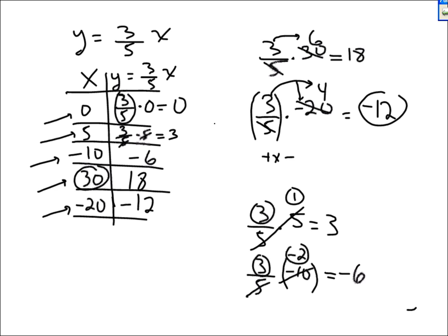Okay. No fractions. None of these numbers are fractions. Why? Because I picked numbers for x that 5 goes into. I picked 5 times 0, 5 times 1, 5 times 2, 5 times 3. I picked numbers on the 5 times table.